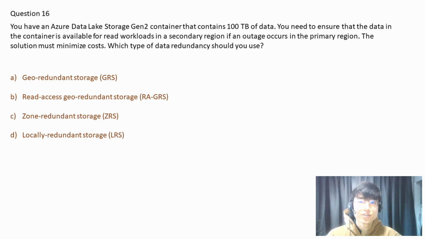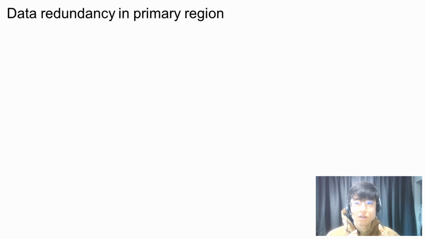This question is to do with data redundancy. So largely there are two types of data redundancy. Data redundancy in the primary region and data redundancy in the secondary region. Let's have a look at each of them first. So all the data in the primary region is copied 3 times. And there are 2 storage options to determine how the copies are made. The first one being locally redundant storage, or more commonly known as LRS, and the second one being zone redundant storage, or more commonly known as ZRS.